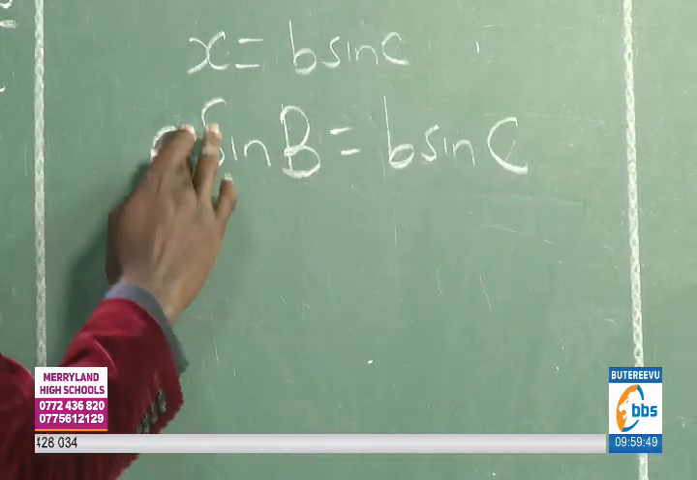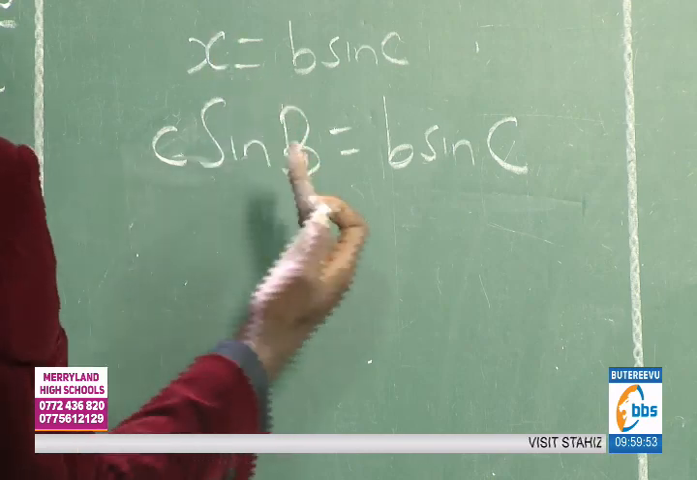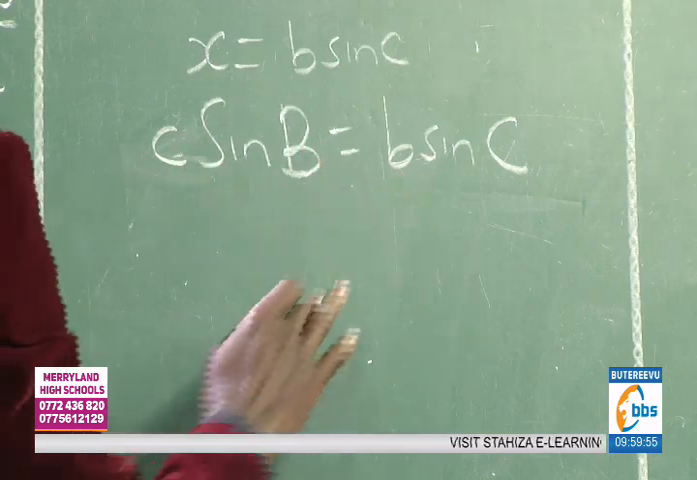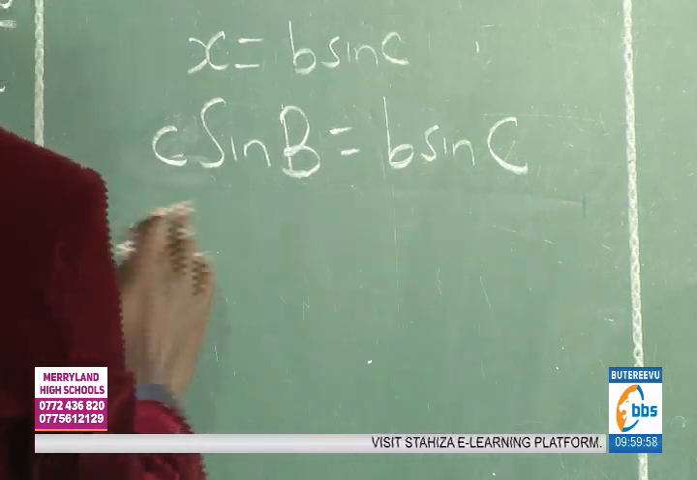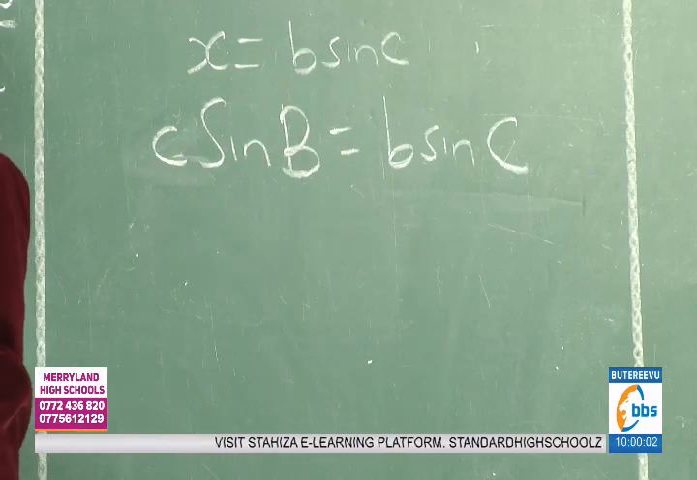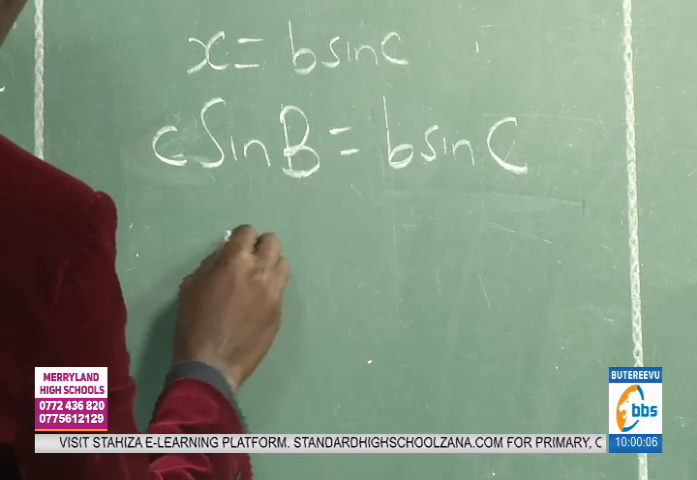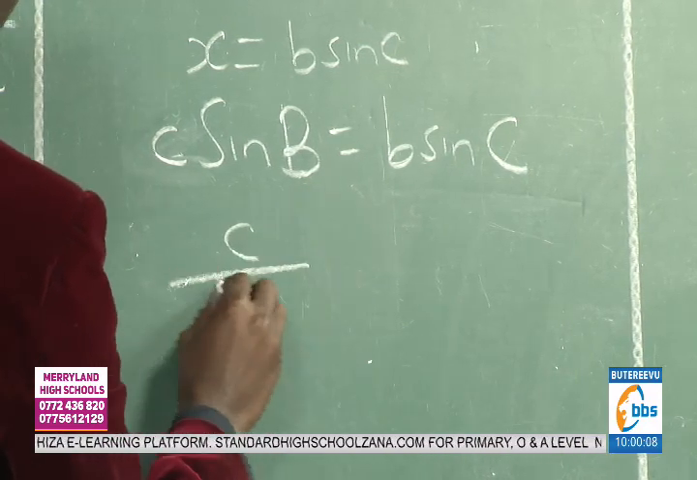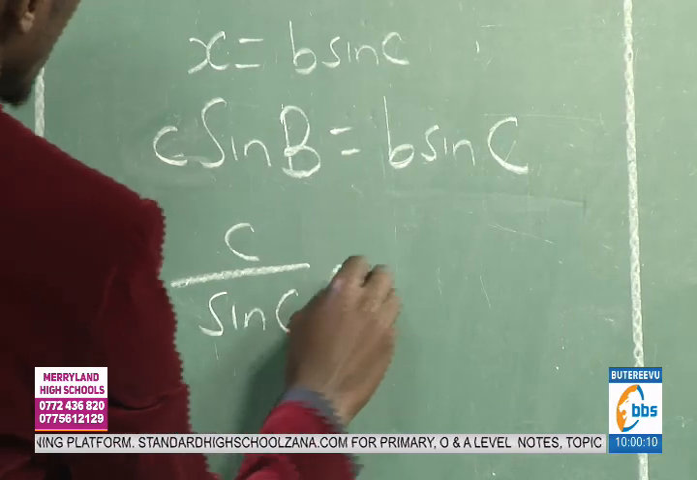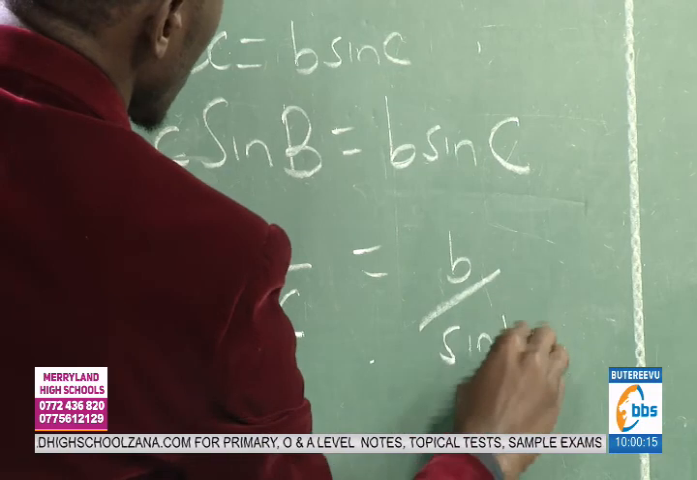And I can divide this side by sine C. So I want to have those ones having c on one side, also having b on the other side. So I'm going to divide by sine B sine C on both sides. So now I divide this side by sine C, which means I'll be coming up with something like this: c out of sine C will be equal to b out of sine B.